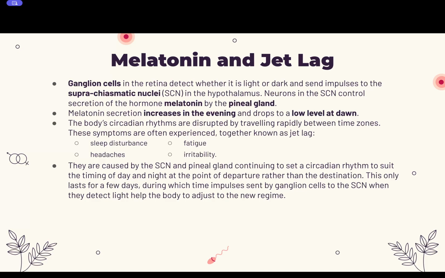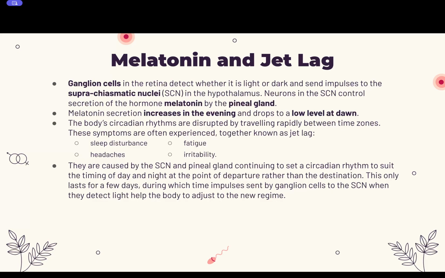melatonin and jet lag. So melatonin is a hormone that regulates sleep patterns and your circadian rhythm, basically. So ganglion cells within your retina in your eye will detect whether it's light or dark around you and send impulses to the suprachiasmatic nuclei, or the SCN, in the hypothalamus. And then the neurons in the SCN will control the secretion of melatonin by the pineal gland. Now, the pineal gland is close to the hypothalamus.